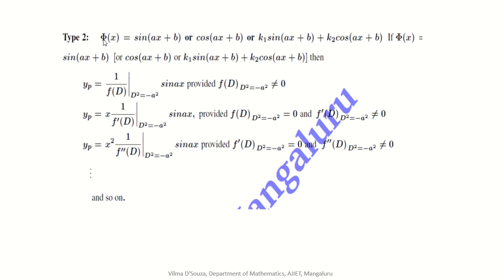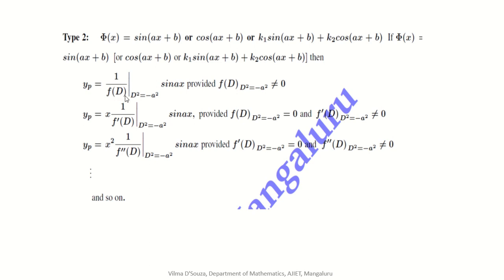What is yp? Yp is equal to 1 over f of d phi of x. Suppose your phi of x is sine. The similar method follows when phi of x is cos function. So I'll explain the method with sine function. So yp is equal to 1 over f of d of sine ax. Then what you do is, in the denominator wherever you have d square you replace it by minus a square. Okay. So in the previous case what you have done is, wherever you had d you have replaced it by a, but here it is not so. Wherever you have d square you are replacing it by minus a square.